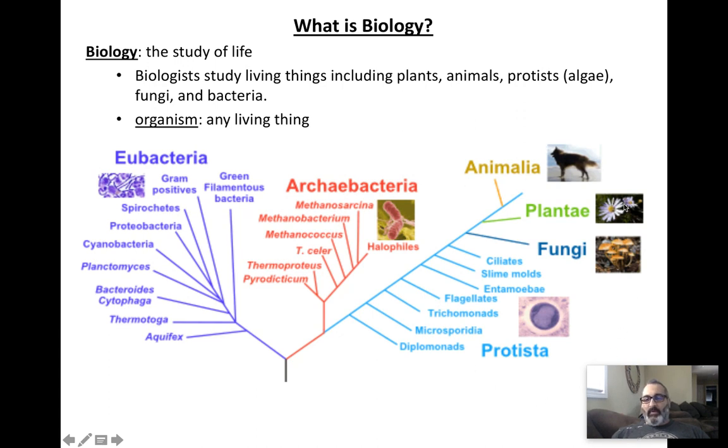All the rest of them are what's called eukaryotes. They're more complex cells. We are part of that grouping. Animals and plants are in that grouping. Fungus are in that grouping.